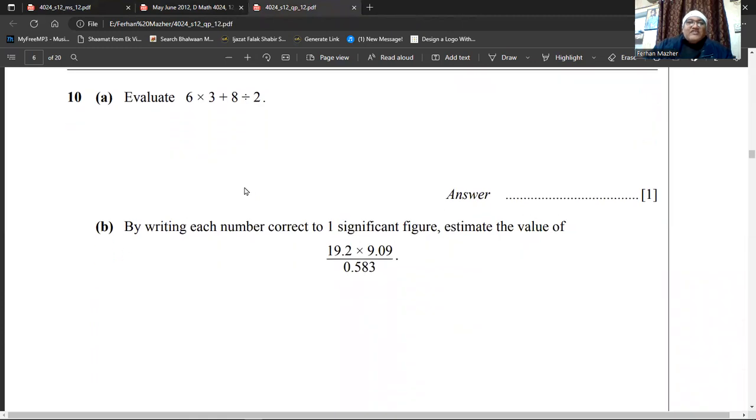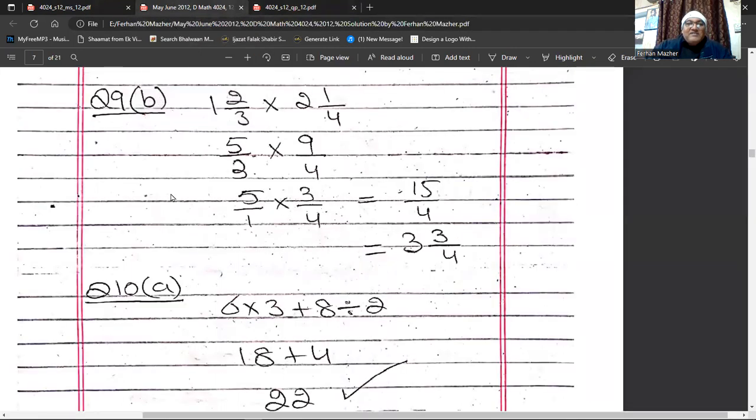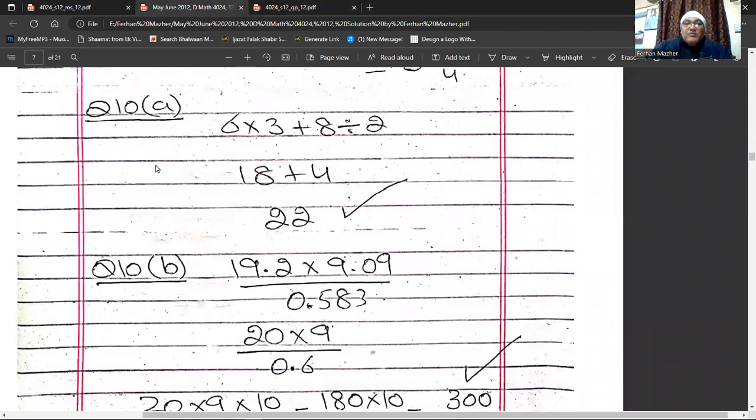Now we are going to the next question. The next question is question number 10, A part. He says evaluate 6 multiply 3 plus 2 divide, 6 multiply 3 plus 8 divide 2. So multiply these two and divide these two, and then whatever is the answer, then you can add them. It's a very famous idea, concept of the board math.